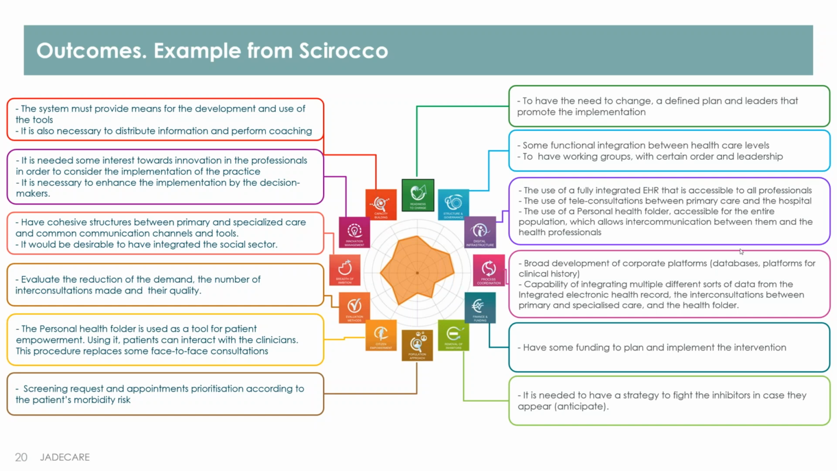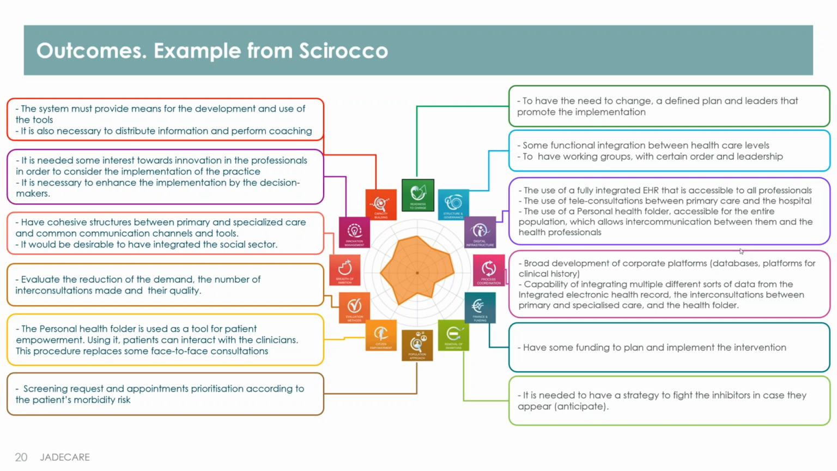I will give you 2 examples. For example, in the digital infrastructure, they need to have implemented a fully integrated electronic health record accessible to all the professionals. They need telecommunications between primary care and the hospital. In this case, not between them and the social sector. That could be the next step, for example. And they also need the use of the personal health folder accessible for the entire population. That is because it was rated with a 3.